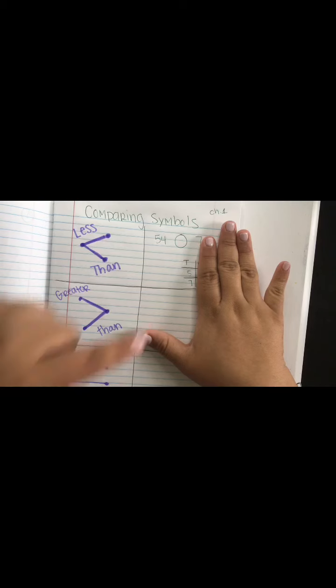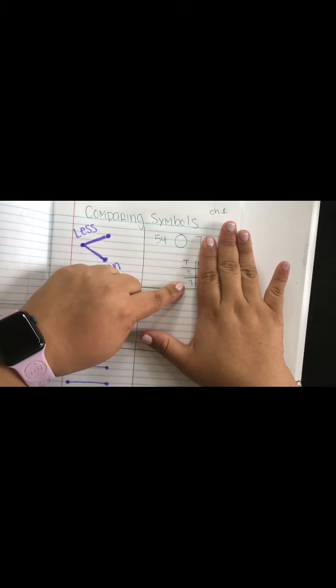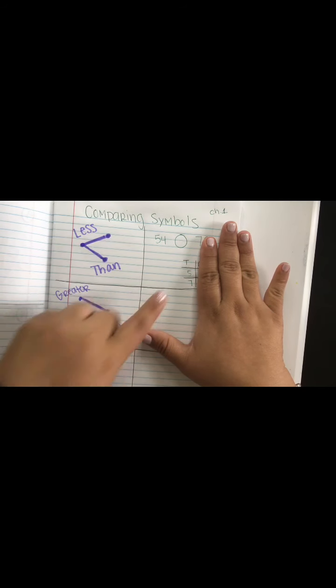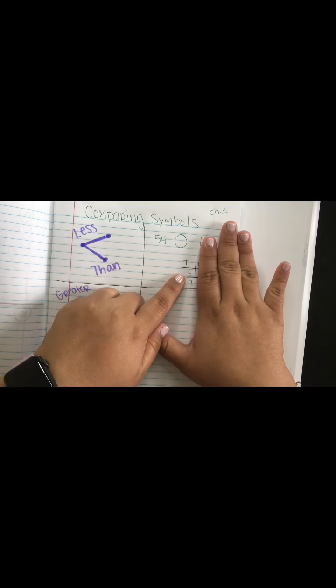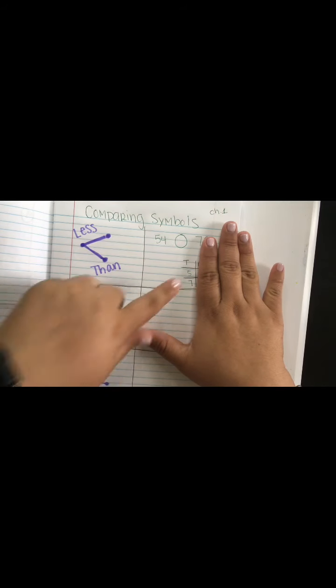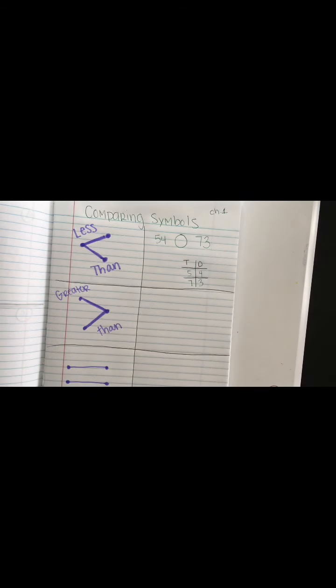So right here, I have a 5 and a 7. What do I notice about these two numbers? Now, we can go back to the candy example. Would I rather have 50 pieces of candy or would I rather have 70 pieces of candy? Well, if you're like Ms. Medina and you love candy, I'm going to go with the 70. I want the 70 pieces of candy.